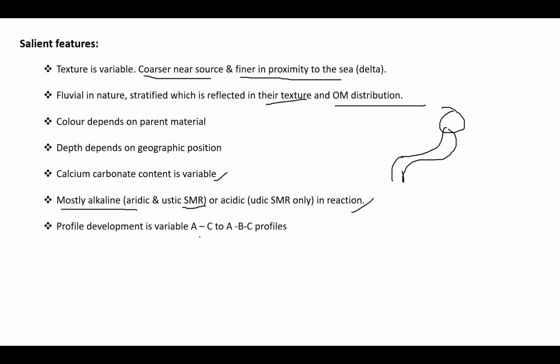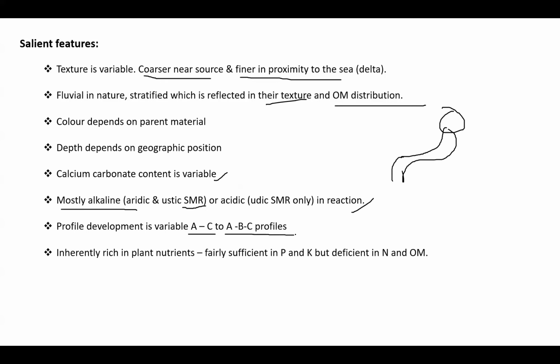The profile varies from A to C, and sometimes we can see full development of A, B, C profile lines also in these alluvial deposits. And mostly as these are river deposits, they are very rich in plant nutrients, and we can see sufficient phosphorus and potassium, but sometimes there will be a deficiency of nitrogen and organic matter in this alluvial deposit.